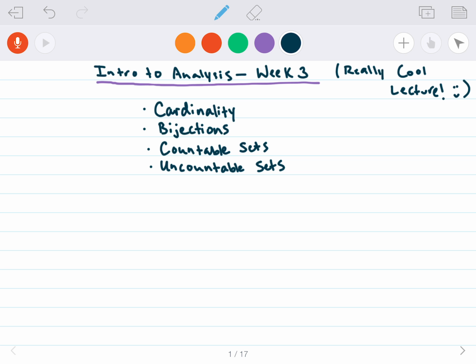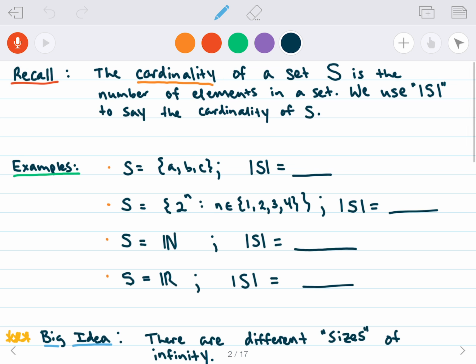So, as a little disclaimer, this stuff I think is really cool. I think this lecture is going to be interesting for you if you haven't seen this stuff already. And if you have seen it, maybe you'll get a new perspective from what we're going to talk about today. So, we're going to talk about cardinality. What does it mean for two sets to be the same size? We're going to talk about bijections, countable sets, and uncountable sets.